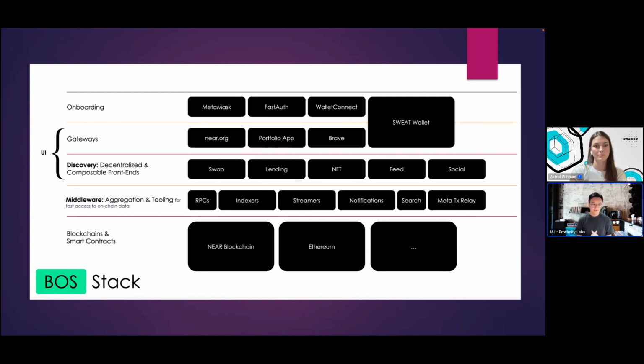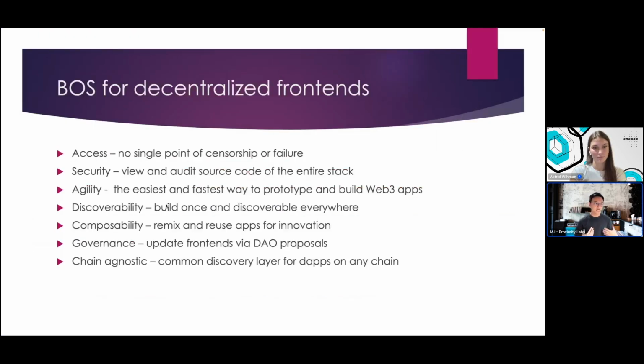All right, and here are some of the benefits of using the blockchain operating system for building your front ends. Number one is access. Because your source code is deployed on the blockchain, it is decentralized. So there's no single point of censorship or single point of failure. Because it does not rely on a single server, anyone can access your front end at any time.